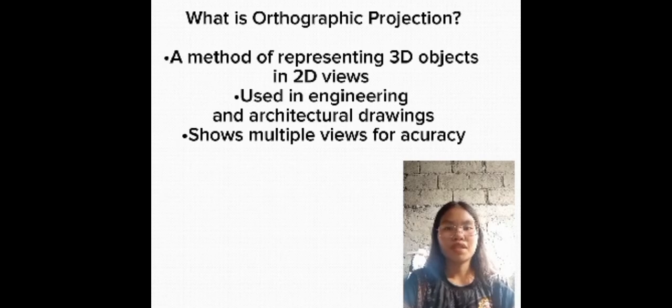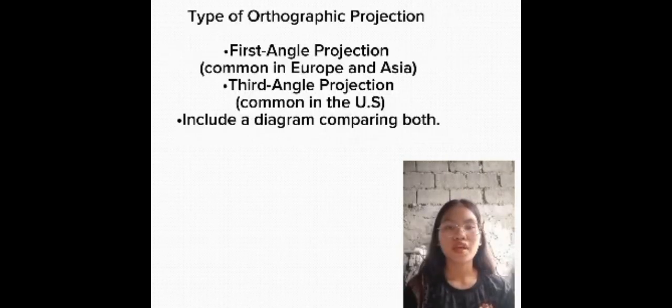Example, imagine a box on the table. If you look at it from the front, you see a rectangle. That's the front view. From the top, another rectangle, the top view. From the side, you see another rectangle. That's the side view. Next, we have the types of orthographic projection.